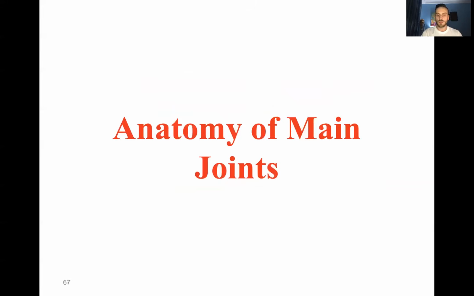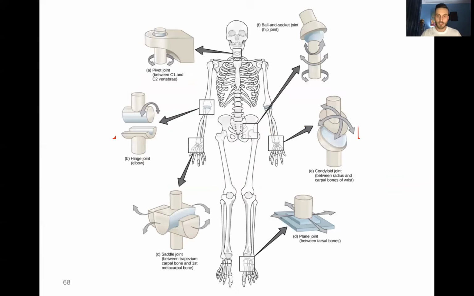So these were the main factors influencing bone formation, vitamins, and so on. We will end in the last minutes by talking about the joints. As you all know, there are a lot of joint types, and we're going to focus on some.